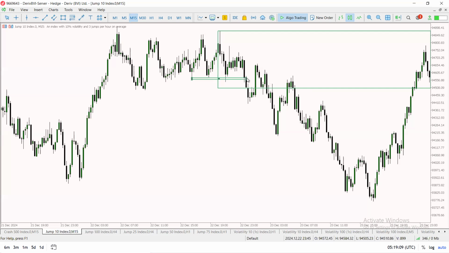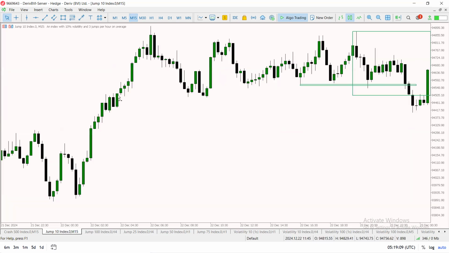I'm trying to make the line. Well, we can just manage it like this. All right, so we have a change of character here, telling us the possibility of price selling is here. So what are we looking for?